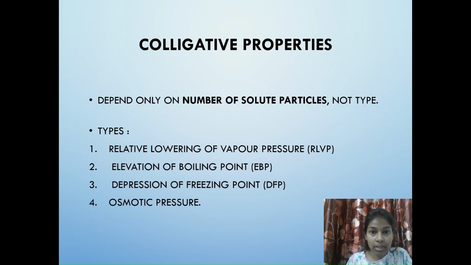Here are some basic terms we should know before proceeding further. One such term is colligative property. So, what is a colligative property? These are the properties which depend on the size, no, on the color, no, on the shape, no. These are the properties which depend only on the number of solute particles.